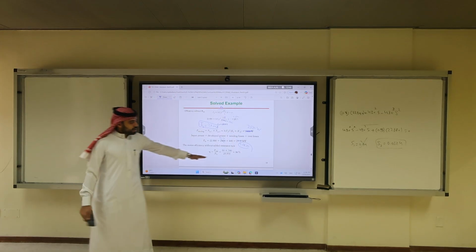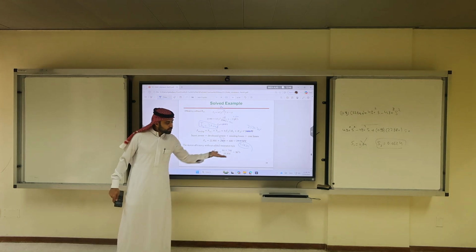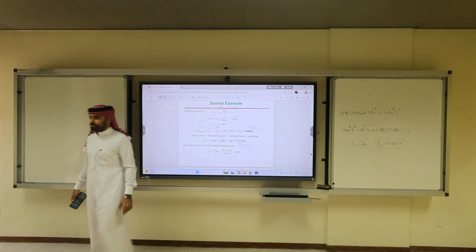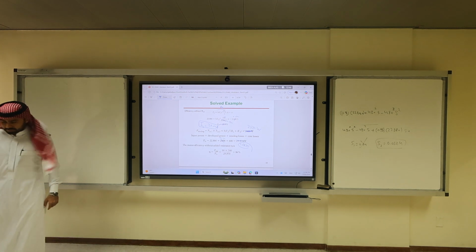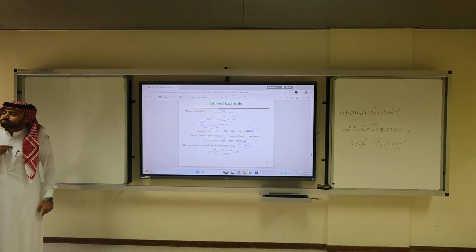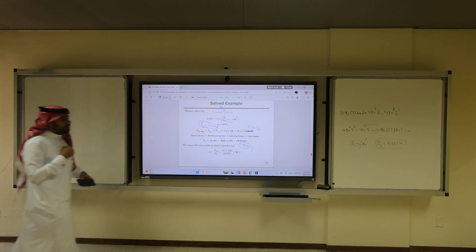So it's clear until here, right? We did solve it with the new calculation, and it turned out the efficiency is the same. No, you have to do the efficiency after adding the R.